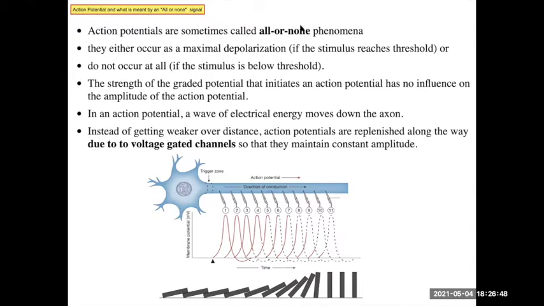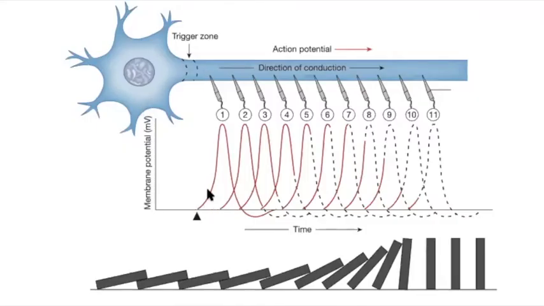If you get above, say, -50, then you're going to go. If you don't, nothing. Not a graded one, not a big one and a small one, nothing. And if it's a really big graded stimuli, it's going to cause this action potential. If it's a much smaller stimuli, but enough to reach the trigger zone, it's going to cause the exact same action potential. So the strength of the graded potential doesn't change the amplitude. It's always going to be the same membrane dynamics of this action potential.